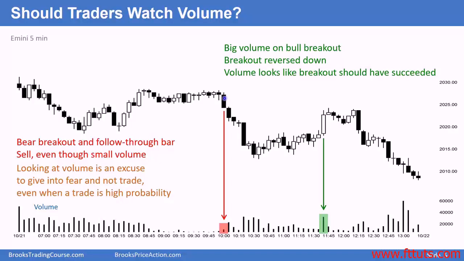Here we have a bear breakout with terrible volume, yet the market continued down. And here we have a bull breakout on big volume, and the market went sideways and then down. So the volume was misleading on the bear breakout, talking you out of the trade. And the volume was also misleading on the bull breakout, convincing you that you should trade, that everyone's buying the breakout. And in fact, it was a failure.